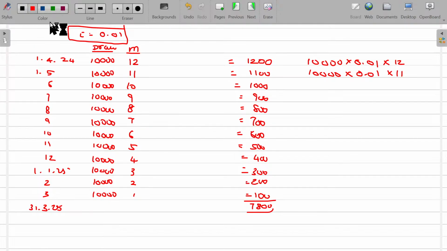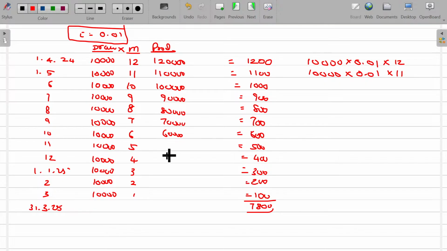There is another method called the product method. Product method is nothing but you have to multiply these two numbers. What is the product value? 1 lakh 20,000, 1 lakh 10,000, 1 lakh, 90,000, 80,000, 70,000, 60,000, 50,000, 40,000, 30,000, 20,000, 10,000. Get me the summation of the product.